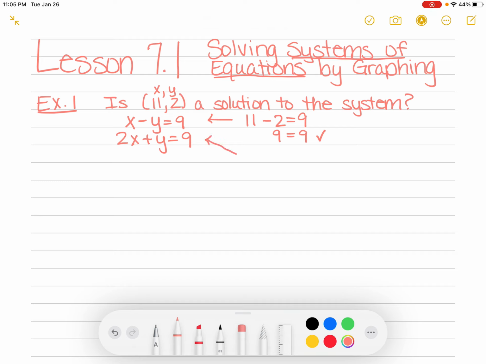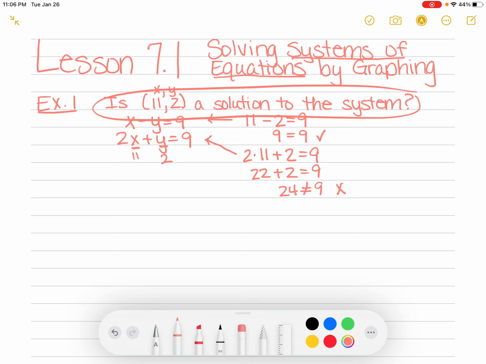We're going to put 11 in for the x and -2 in for the y again. So I have 2 times 11 plus (-2) equals 9. So you see where I put, instead of x right here, I put 11, and instead of y, I put -2. Okay, so now when I solve this, 22 plus (-2) is 20, and that does not equal 9. So that's wrong, right? It doesn't work. So where it says up here, is this a solution to the system, the answer is no. Okay? Pretty simple.